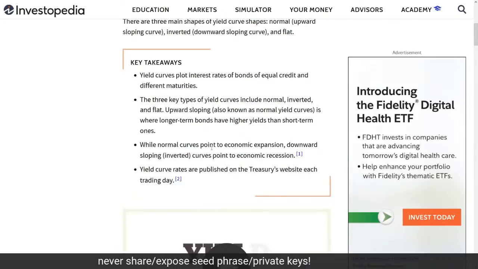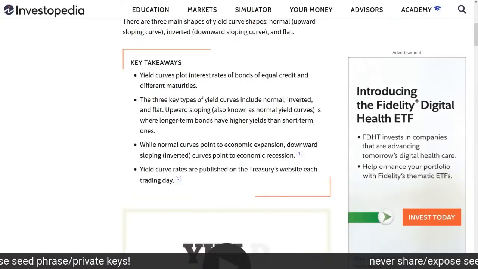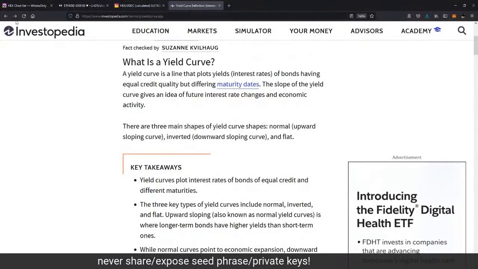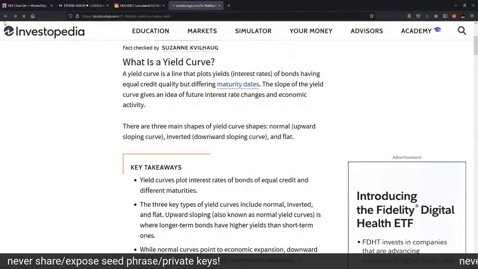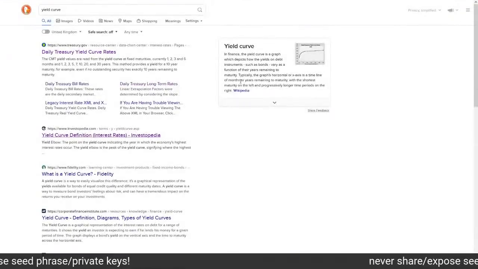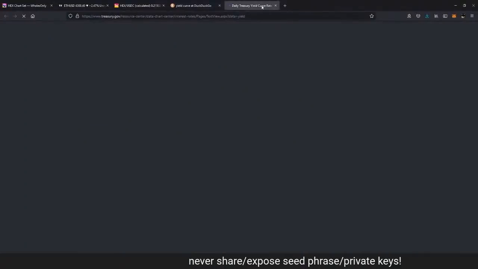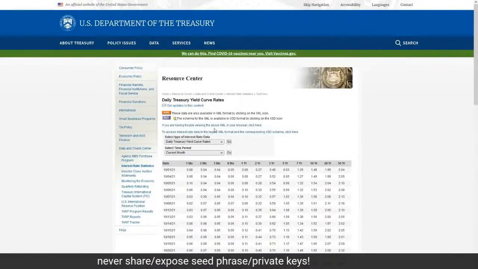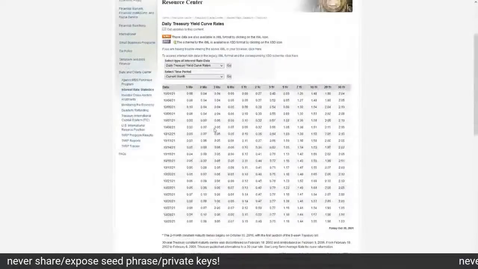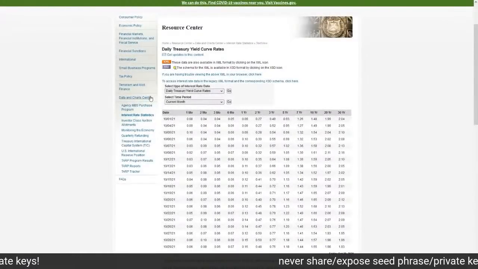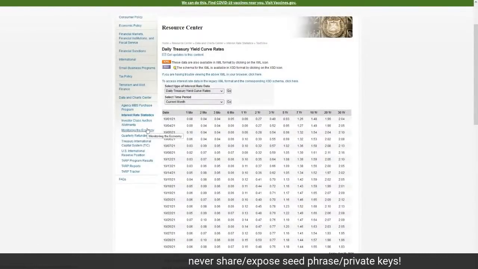The theory behind normal curves pointing to economic expansion is that once you look at a yield curve, give me a second because I want to actually pull one up. There we go. Let's open this bad boy up. So this is the actual yield curve. It's just not showing me the chart. Give me a second. Where is the chart?